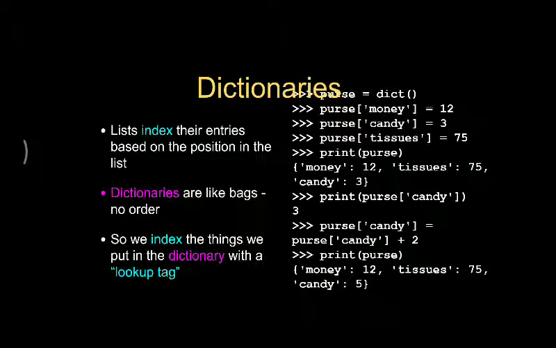Print of purse of candy will print the value 3. So dictionaries are nothing but key and value pairs. Purse of candy equal to purse of candy plus 2, you can increment. Print purse. Earlier the value of candy was 3, now it becomes 5. Like that you can modify the value contained in a key.